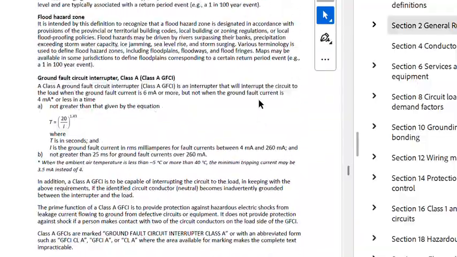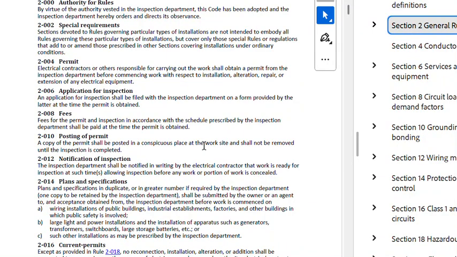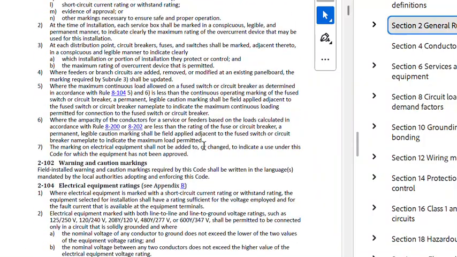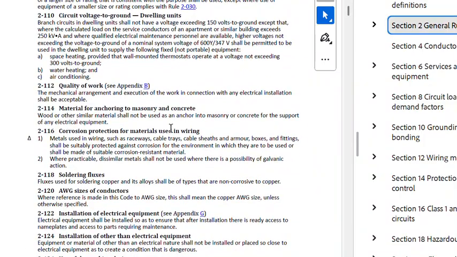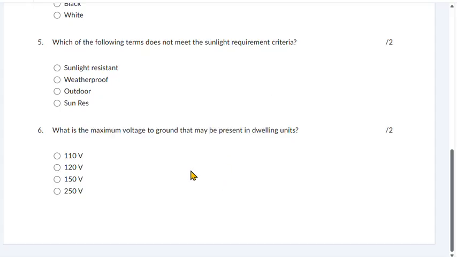2-110. Let's see. I'm scrolling up in section 2. Now I'm switching to 2-110. Here we go. Circuit voltage to ground, dwelling units. Branch circuits in dwelling units shall not have a voltage exceeding 150 volts to ground. So the answer to this one is 150. Question 6 answer is 150.